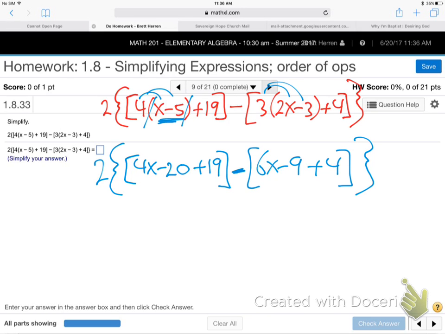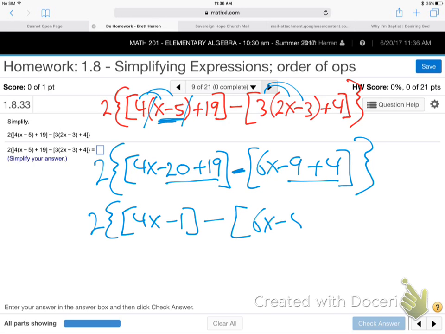Now, we should just combine those two and combine those two. They're just numbers, just add them, subtract them, you know? So what's that going to be? 4x minus 1 and 6x minus 5. We good so far? Like that.